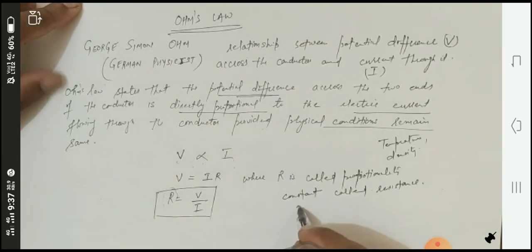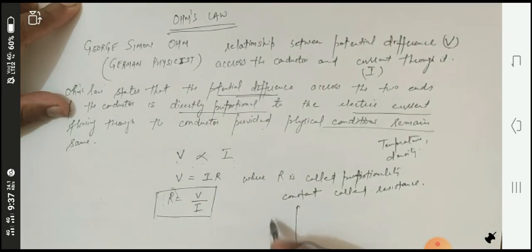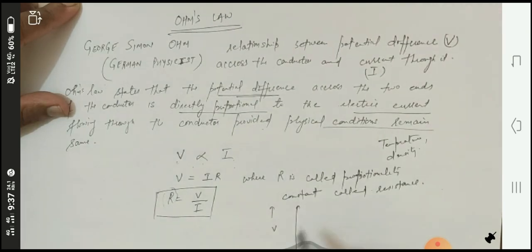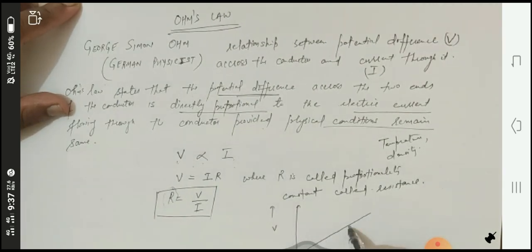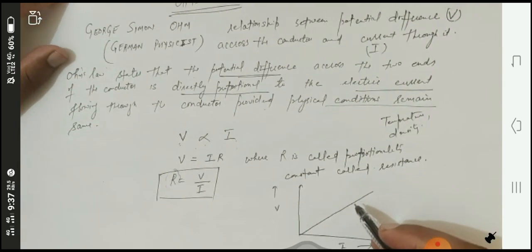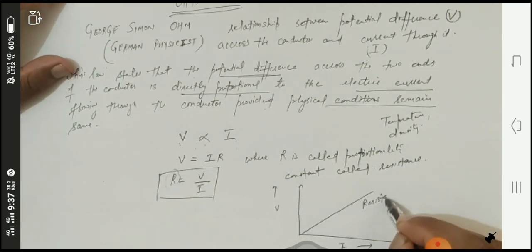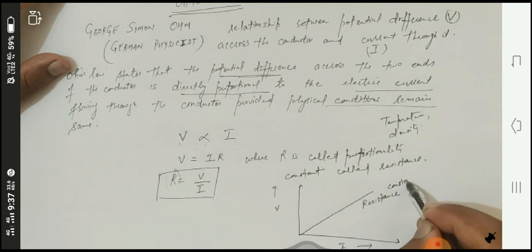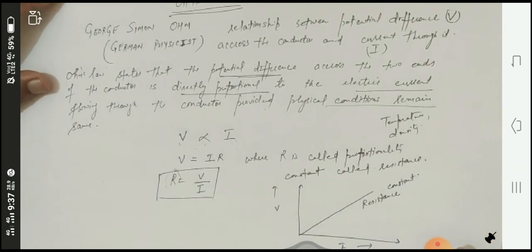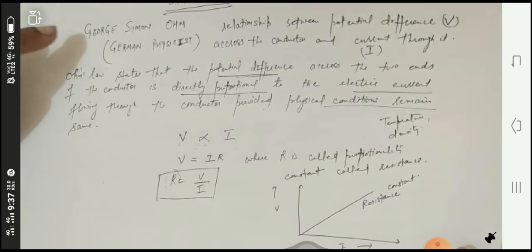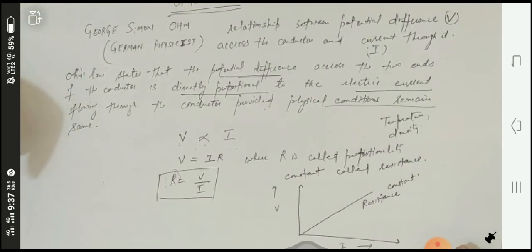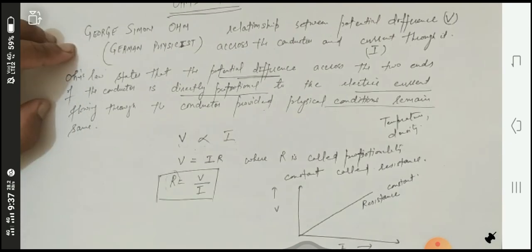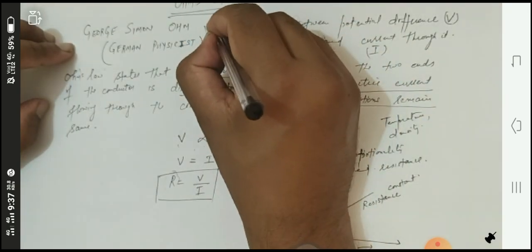So if you draw a graph between V, the potential difference, and current, it should be a straight line. This straight line means the slope will give you resistance. If it is a straight line, it represents constant resistance. I'm repeating again. George Simon Ohm studied the relationship between potential difference across the conductor and current through it. In I guess 1827.